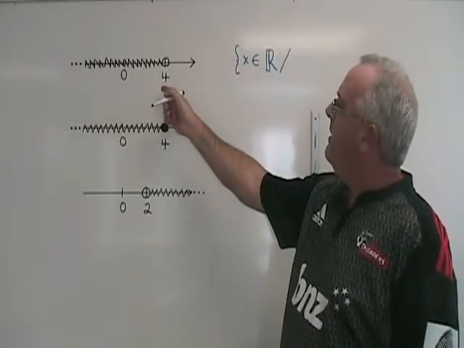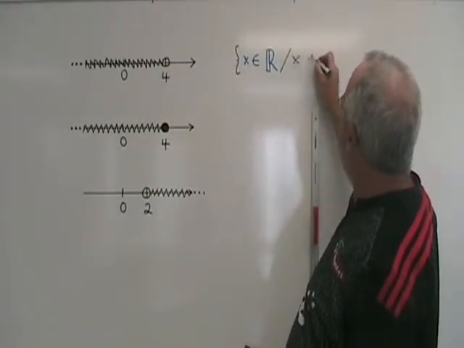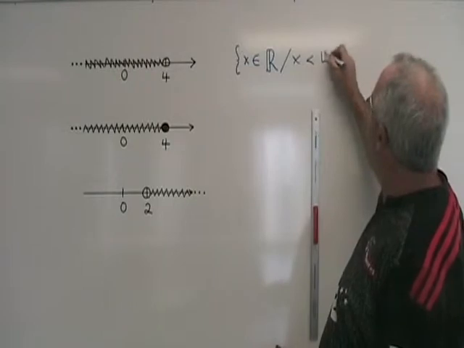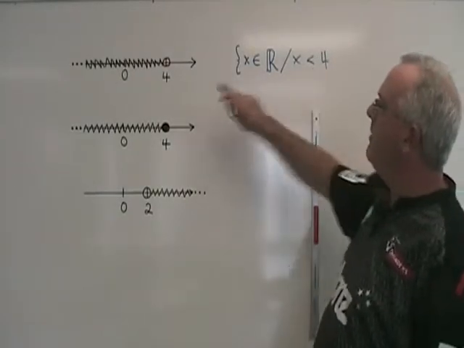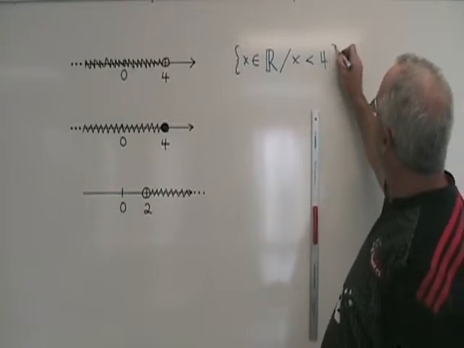The inequality that does that for this first example is x is less than 4. It is not less than or equal to because the 4 is not included. And all we have left to do is to close our braces.